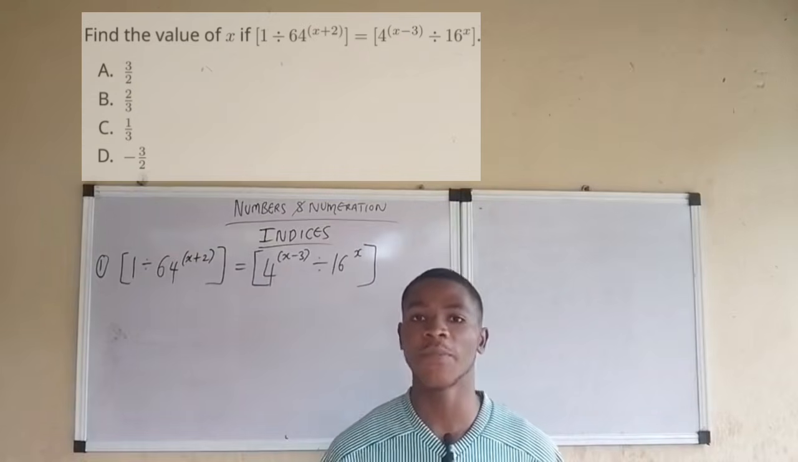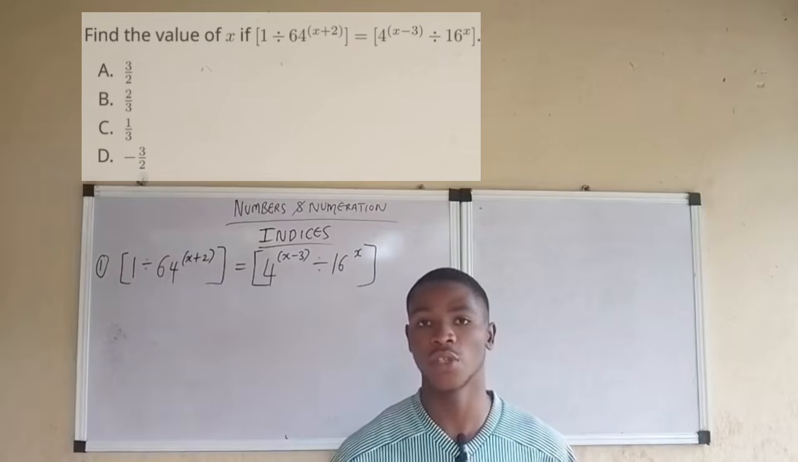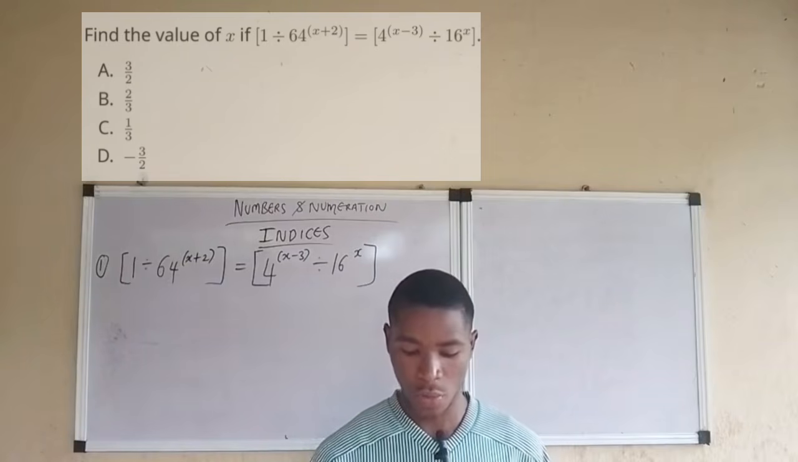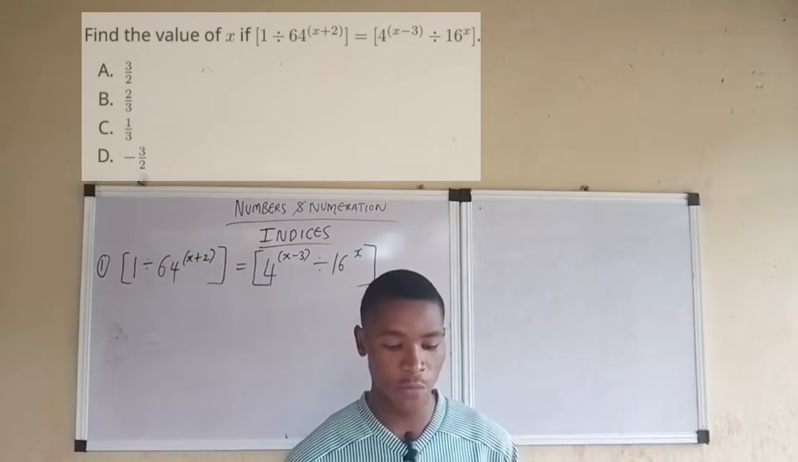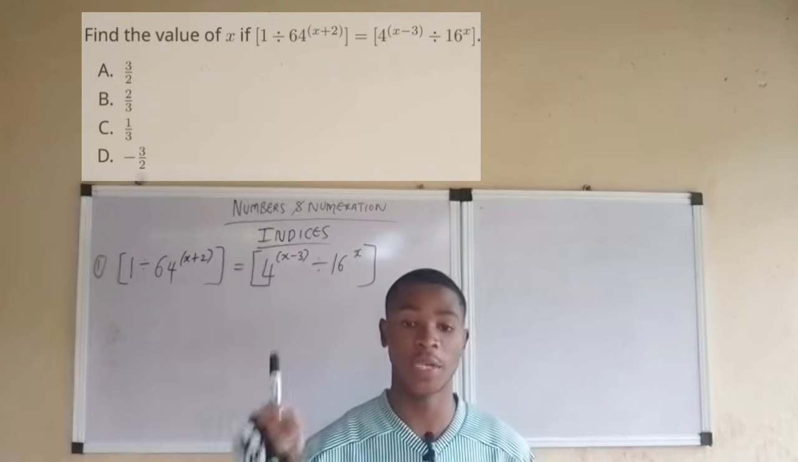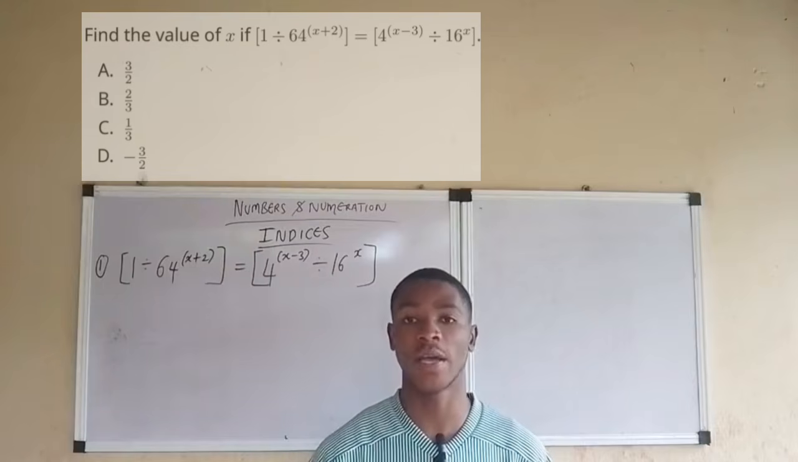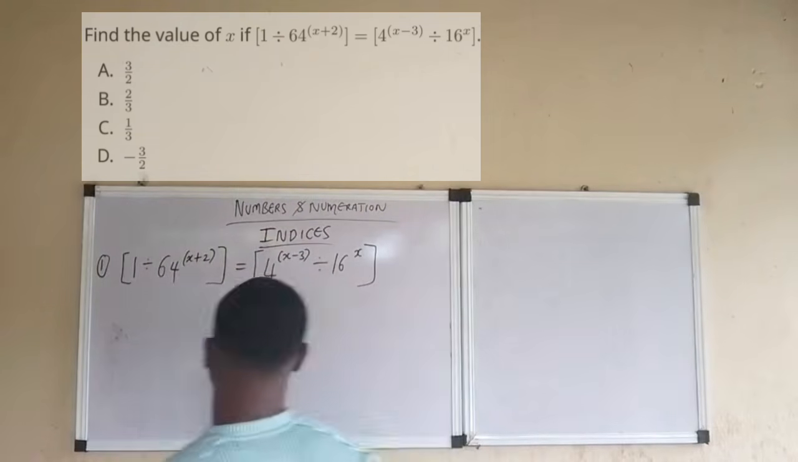All right, now I believe you have seen the rules or the laws guiding solving questions on indices. So let's look at this question together. The question says we should find the value of x if 1 divided by 64 raised to power x plus 2 is equal to 4 raised to power x minus 3 divided by 16 raised to power x. So how do you simplify such an indices question? Let's go through it together.